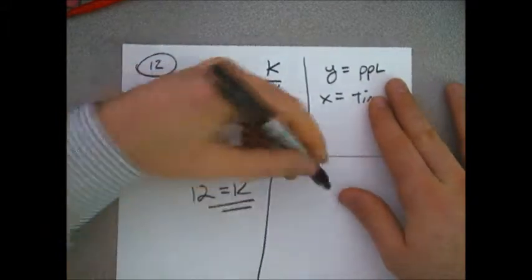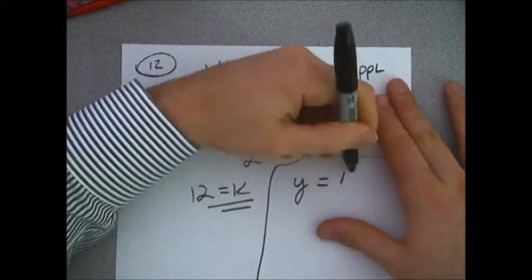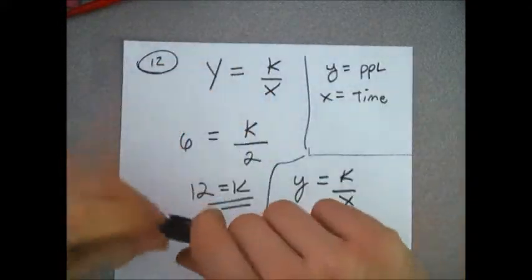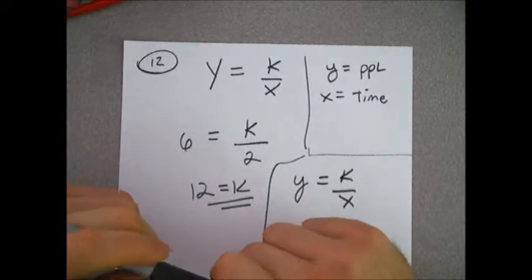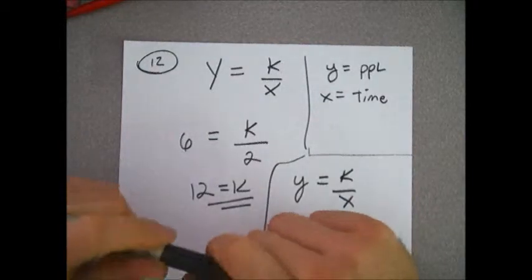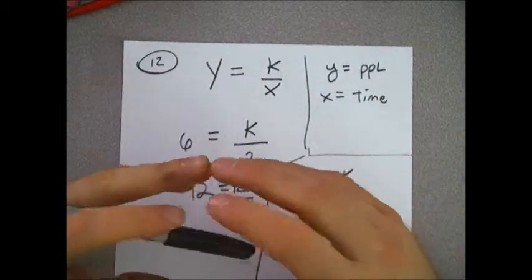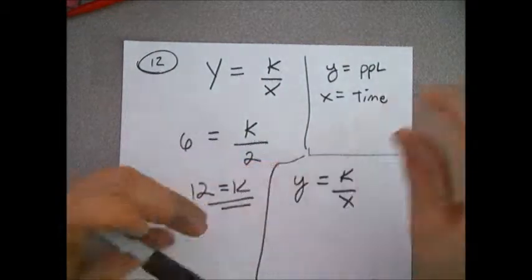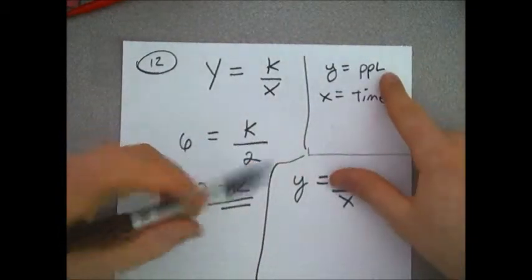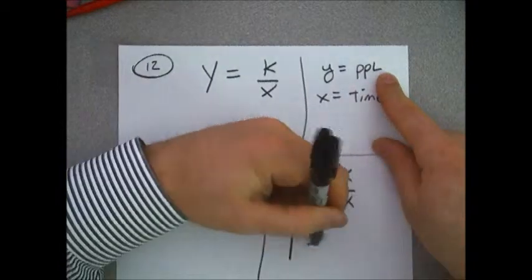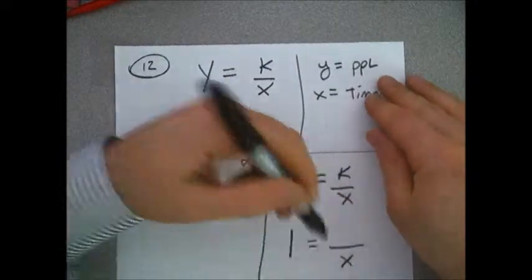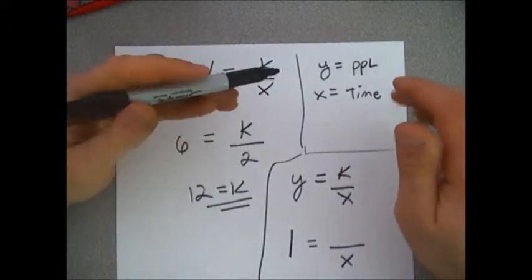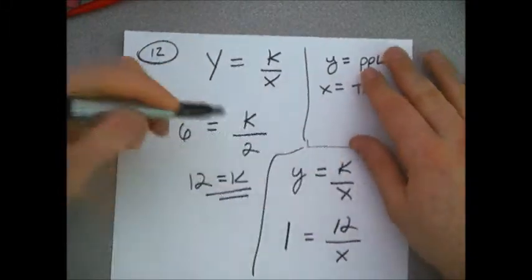I go back to the beginning. Y equals k over x. Now what do I know? You know 12, y is 6. No, I keep going. Y is 1, because the question is, how long does it take one person to do the job? So now I want to know one person. So for people, I plug in 1. I don't know how long, right? That's what I'm trying to find out. So I let x be x. We're going to figure it out. What do I know k is, though, now? K is 12.